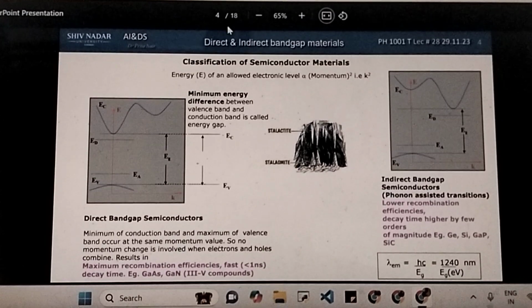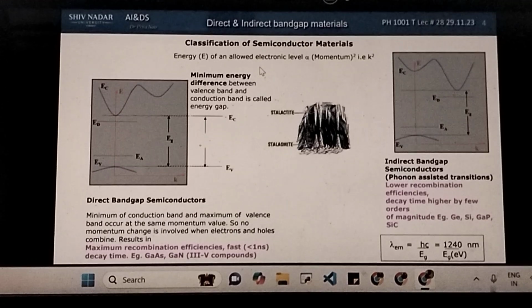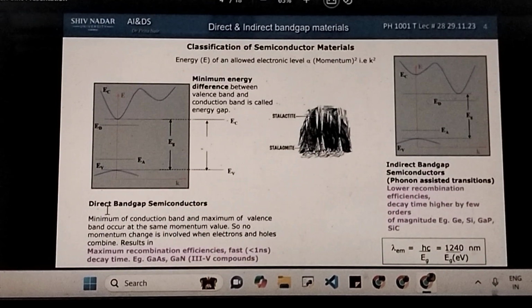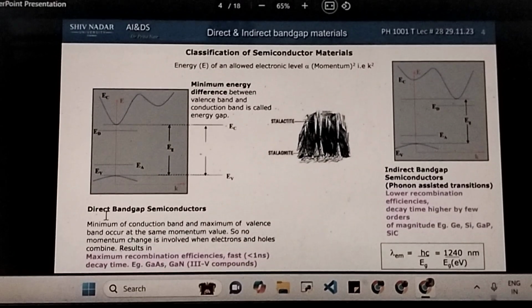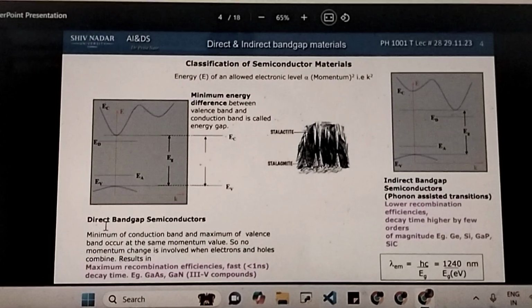We have two definitions to look at, and with that we're going to wind up the semiconductors chapter. We're going to look at direct bandgap semiconductors and indirect bandgap semiconductors. So that is another way of classifying semiconductors.